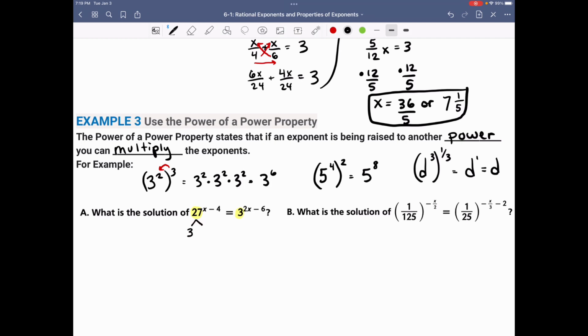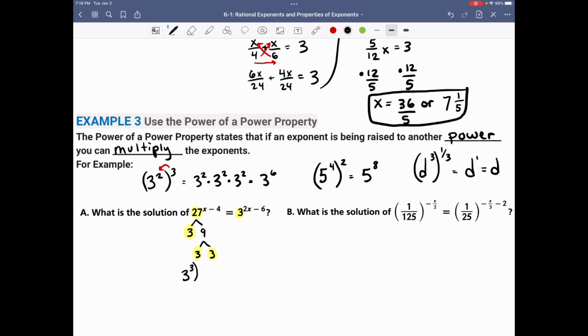27 is 3 times 9, and 9 is 3 times 3. And if we draw a factor tree, hopefully you've seen this before, I kind of like these, we get 3, 3, and 3, which means 3 to the third. So now we can make these look like they have the same base by writing 27 as 3 to the third, because it was 3 times 3 times 3.